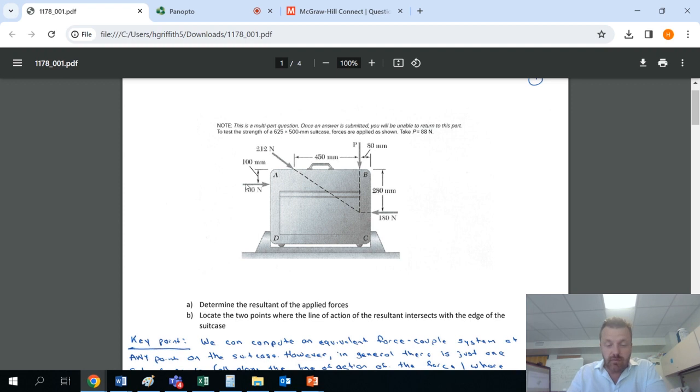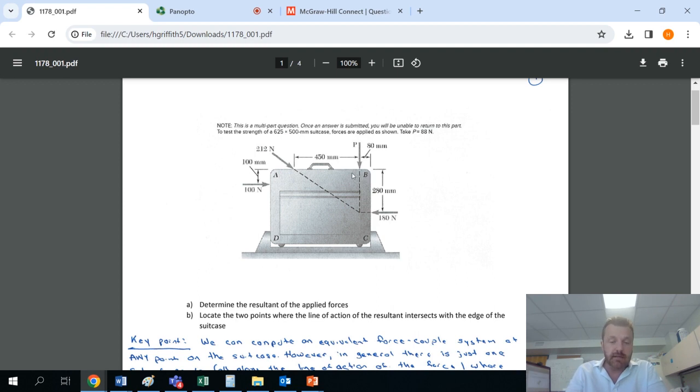The 100 Newton force is going to induce a counterclockwise rotation, and in a similar fashion, again, the way you get that is imagine pinning the suitcase at B, pushing it in that direction, and notice you're going to get a counterclockwise rotation. And the vertical component of this force is also going to introduce a counterclockwise rotation.